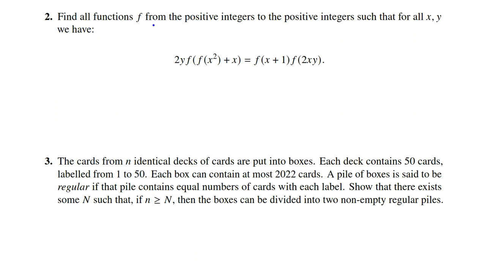It says: find all functions f from the positive integers to the positive integers such that for all x, y in positive integers, we have 2y f of (x squared plus x) equals f of (x plus 1) times f of (2xy).